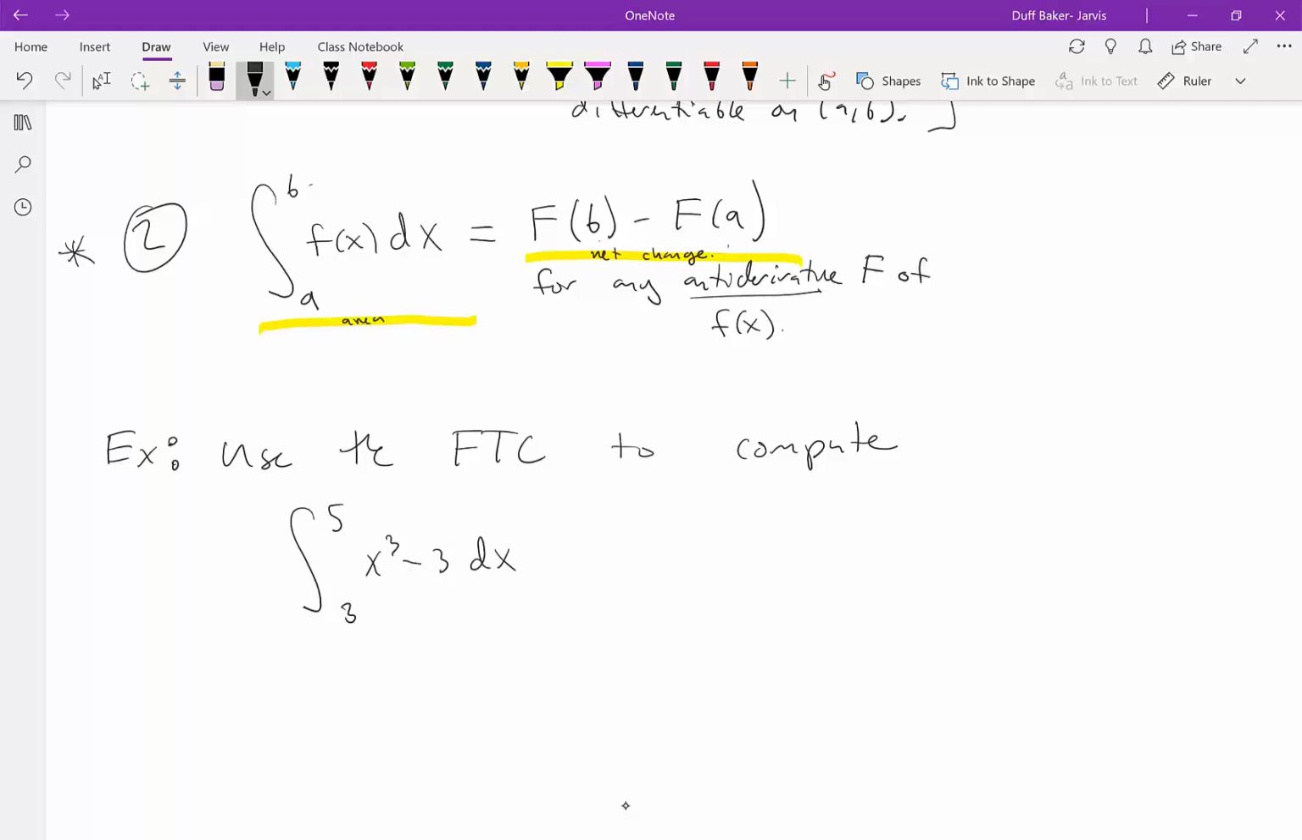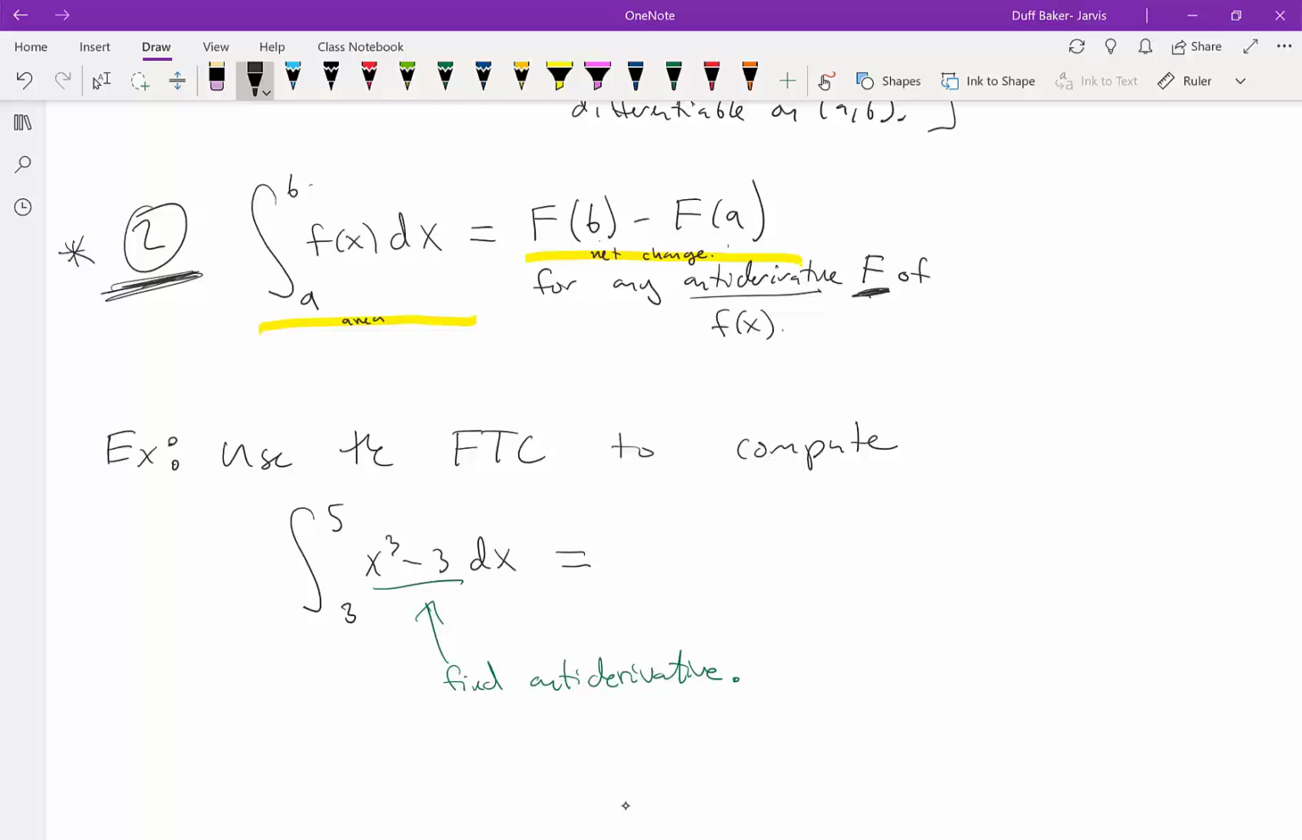Okay, and if you think about number 2, it says to compute this integral on the left-hand side, we first have to find an antiderivative of whatever's inside here. So we first find an antiderivative of the inside.